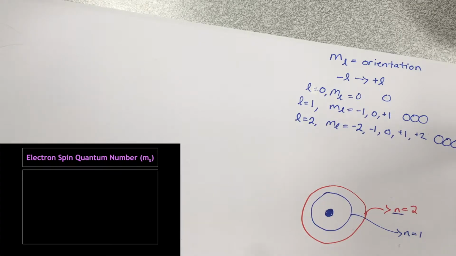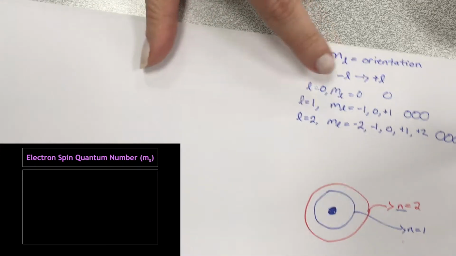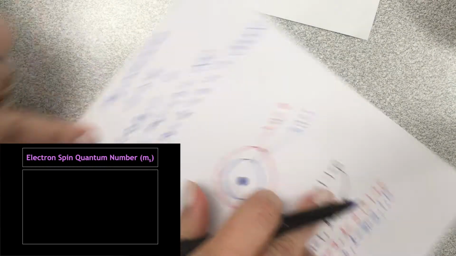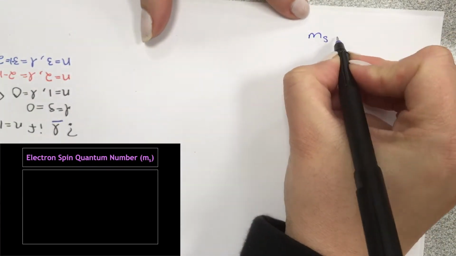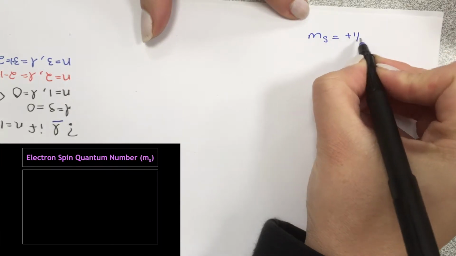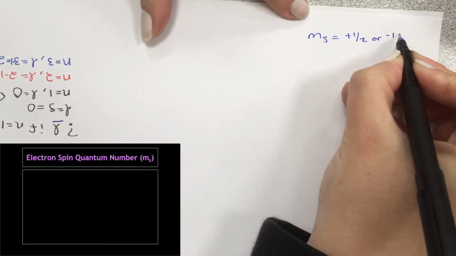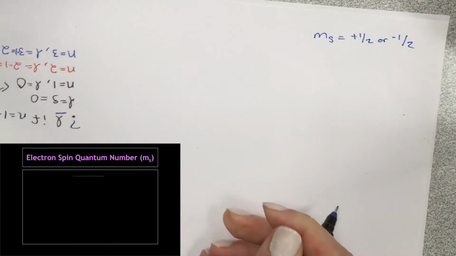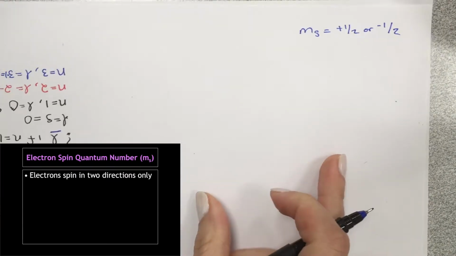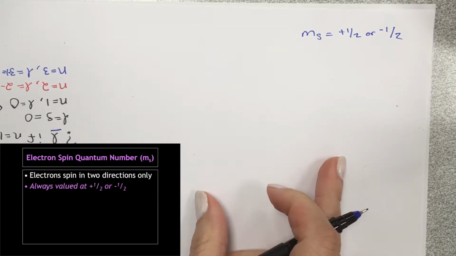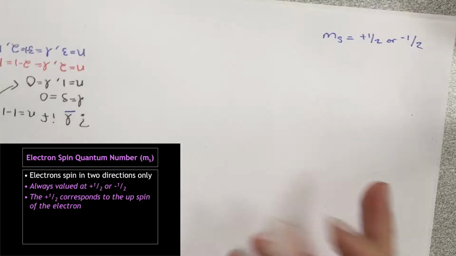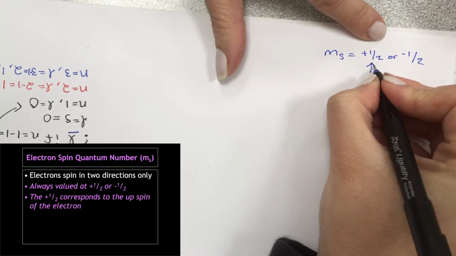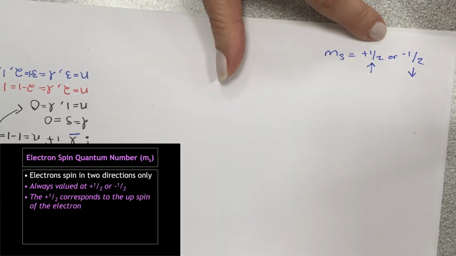Okay, so the electron spin quantum number, m sub s. You're either going to have a plus 1/2 or minus 1/2. So electron spin is in 2 directions only, up or down, always valued at plus 1/2 or minus 1/2. The plus 1/2 corresponds to the up arrow, and the minus 1/2 corresponds to the down arrow.